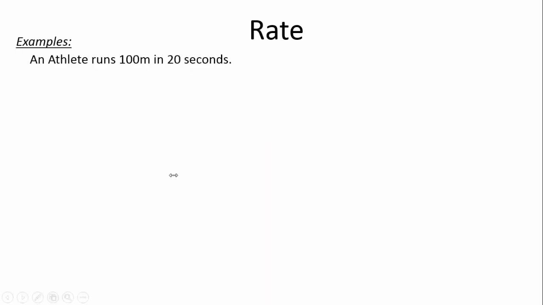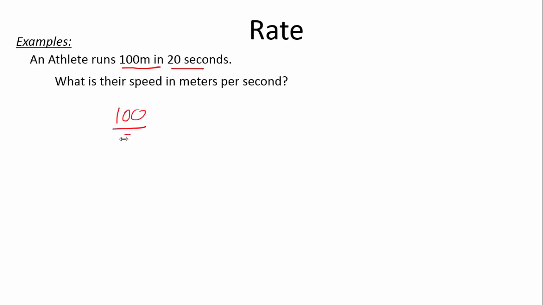An athlete runs 100 meters in 20 seconds. What is the speed in meters per second? So he runs 100 meters in 20 seconds. So how many meters per second does he run? So we say he runs 100 meters per 20 seconds. So what is his meters per second?